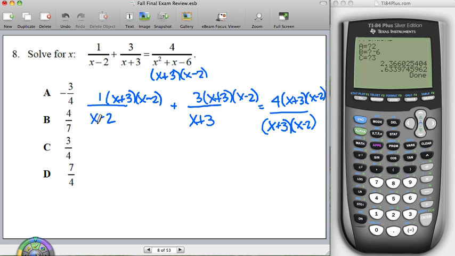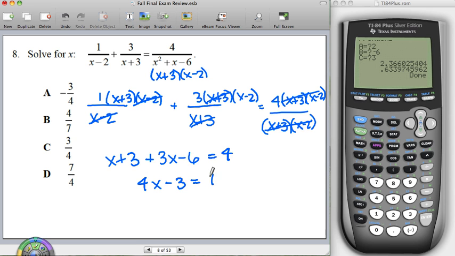and then I get cancel happy. These are going to cancel. I'm left with x plus 3. These are going to cancel. I'm going to go ahead and distribute the 3 right away. So that leaves me with 3x minus 6. These are going to cancel, equals 4. Combine your like terms. Add 3 to both sides, divide both sides by 4, and you get x equals 7/4. So my answer for that is going to be D.